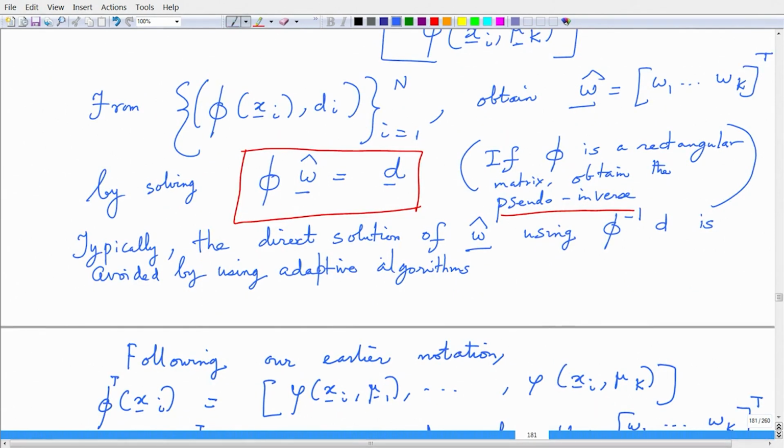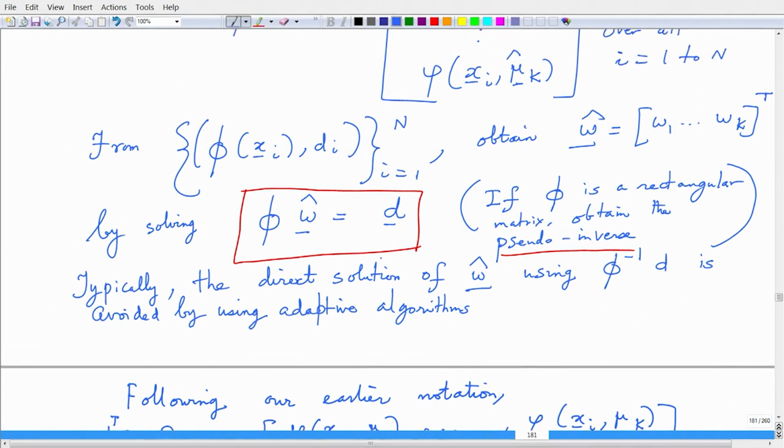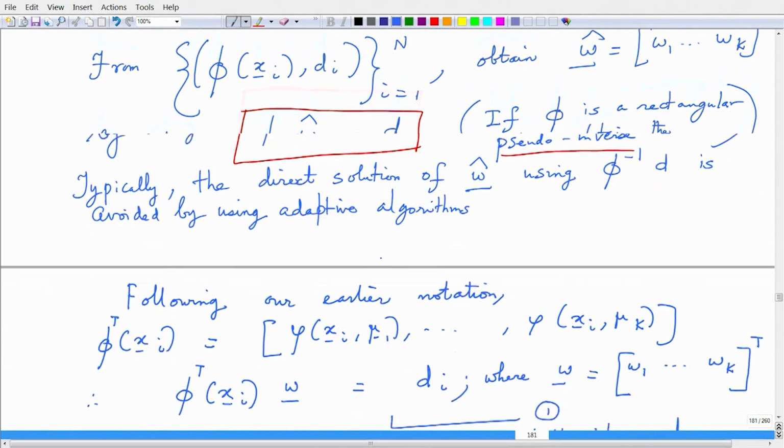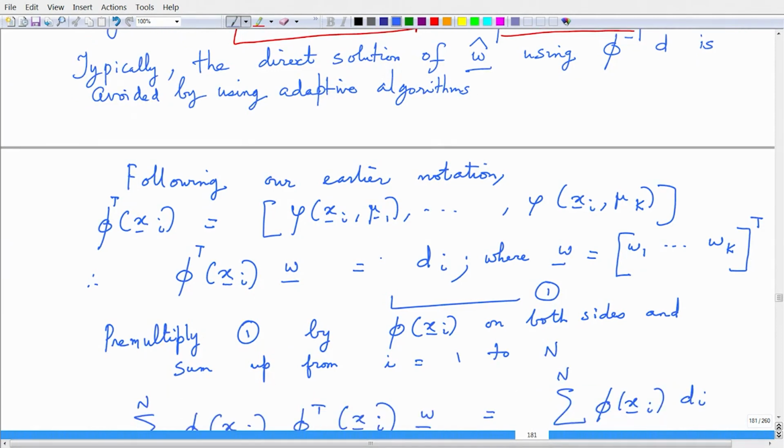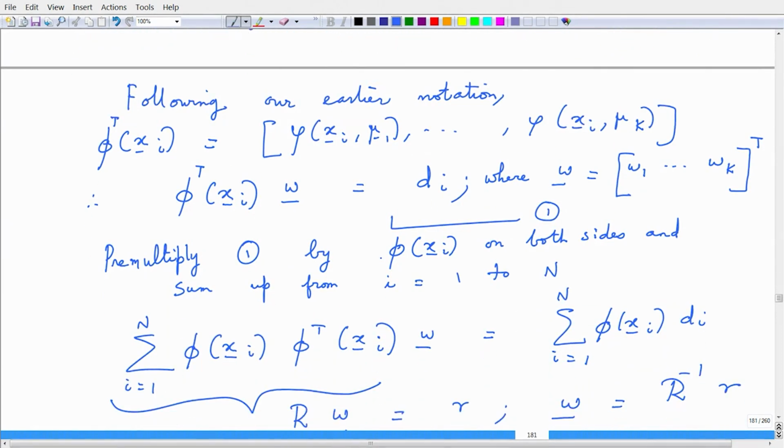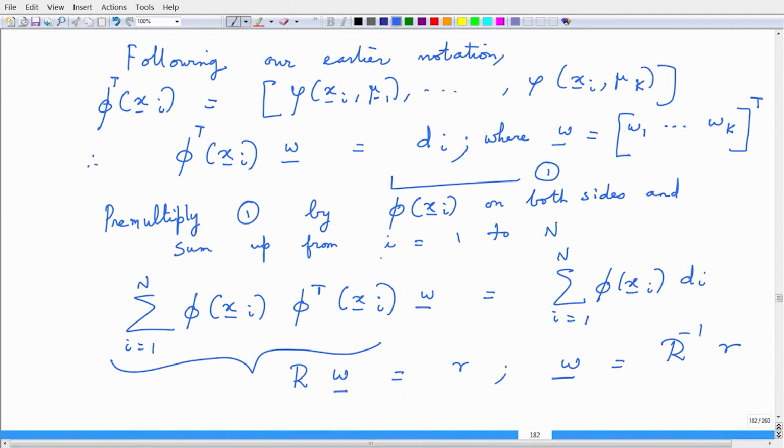Okay. So, as we are going through this equation, which is phi times w hat equals d, we said that the solution of w hat can be found using the inverse of this matrix phi, which is the Gram matrix, times the desired vector d, and this can be done using an adaptive algorithm. To set up the adaptive algorithm, let us delve a little into the details through our notation, right?